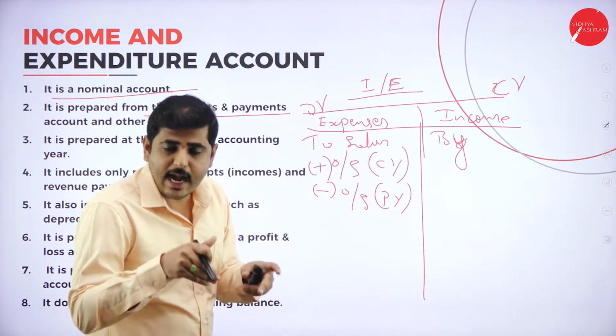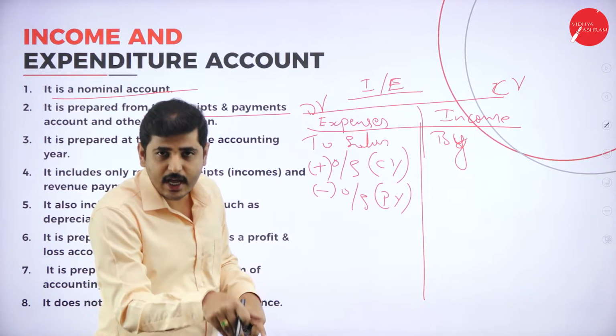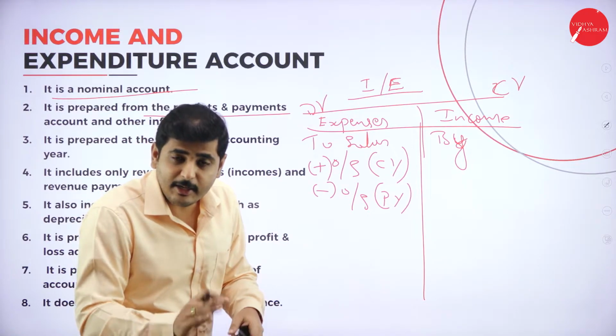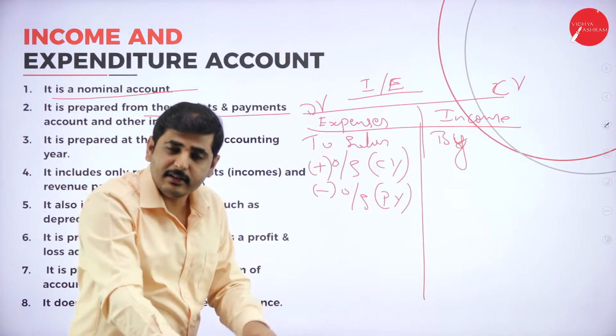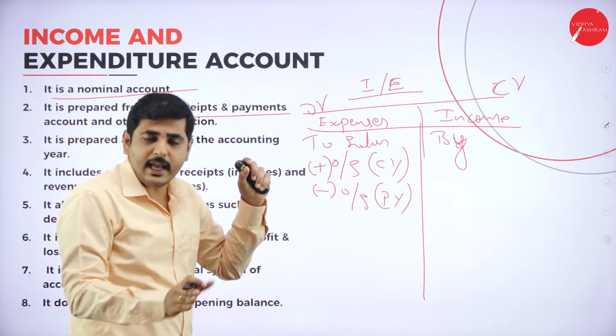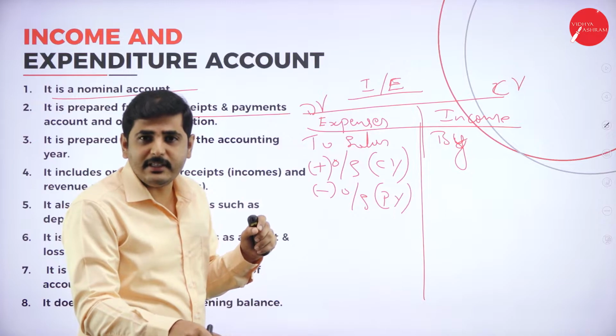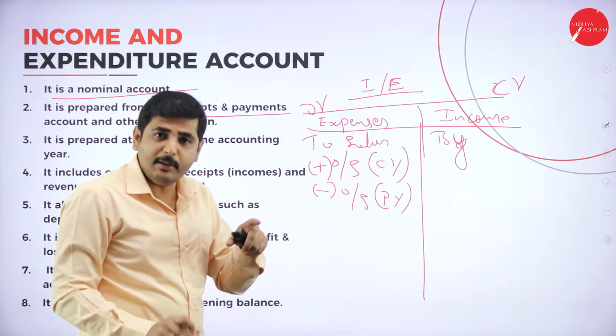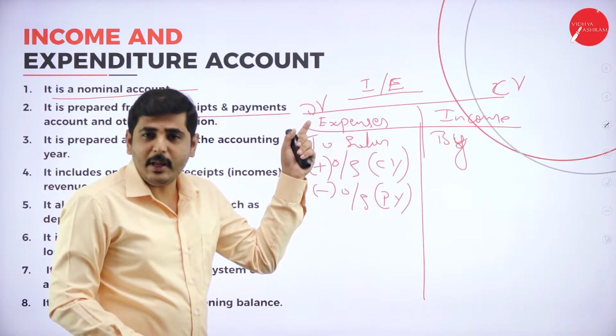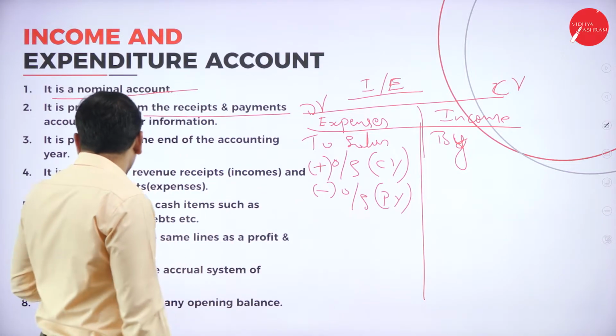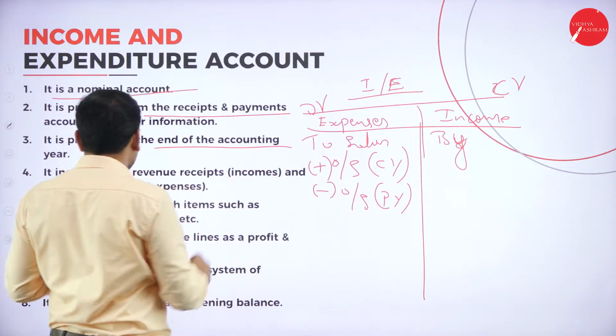Come to the current year. Current year outstanding, add it. It belongs to the current year. Current year prepaid belongs to next year, don't take it, leave it, delete it. To summarize: current year outstanding, add. Previous year outstanding, delete. Current year prepaid, delete. Previous year prepaid, add. Next one, it is prepared at the end of the accounting year.